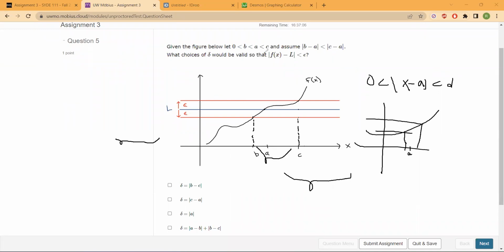So the distance that would fit would actually be b minus a, because if you take b minus a as a distance right over here, it works on our left side. And then if we try to move it to the right side, there you go, it would still work. It would still stay inside the confines. So in this case, it's actually none of the above.